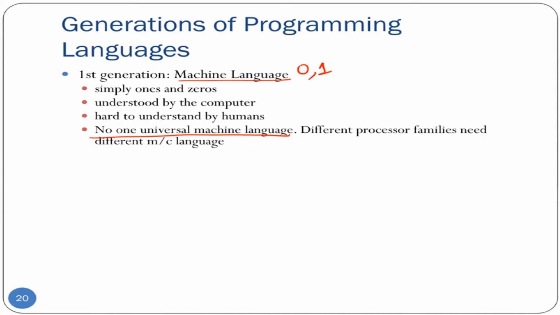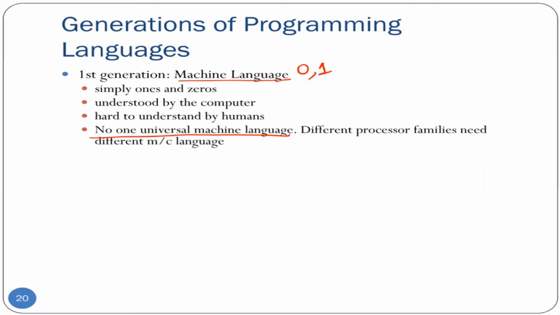So machine language is very closely tied to the hardware, to the microprocessor, and therefore just because you write a program in zeros and ones for one microprocessor, it does not mean that the same zeros and ones you can run on any other microprocessor. It doesn't work like that.